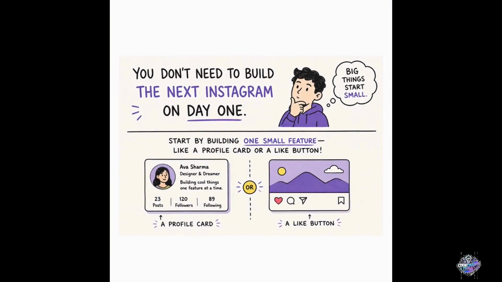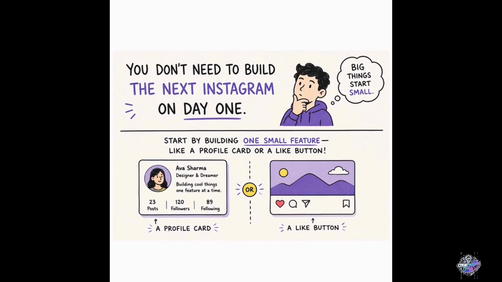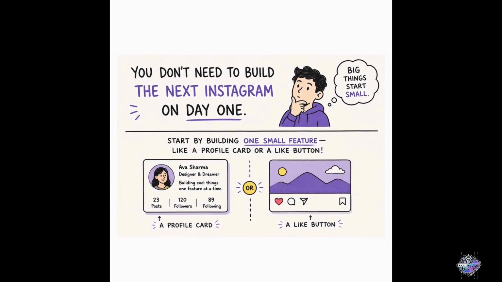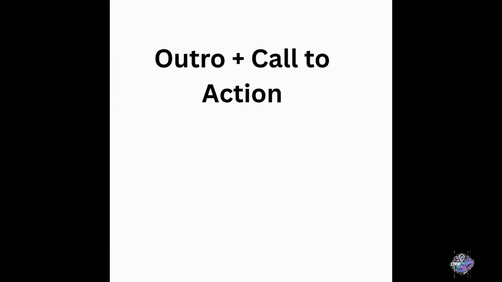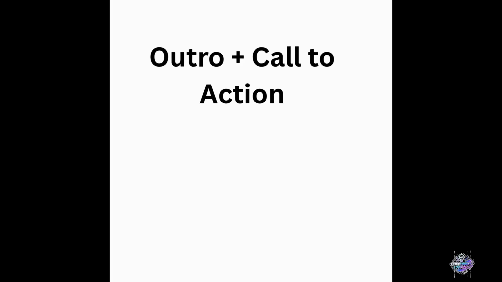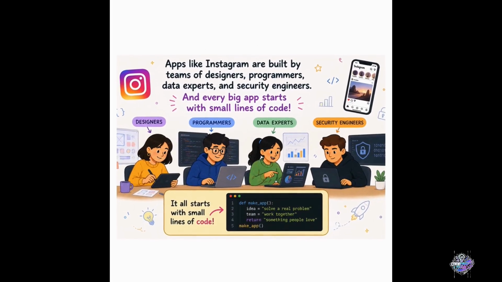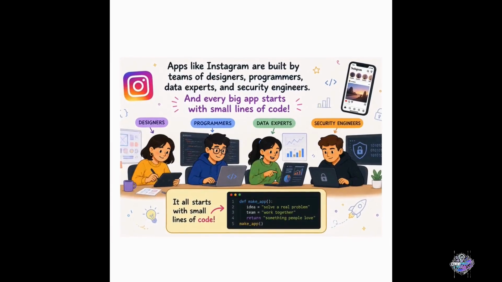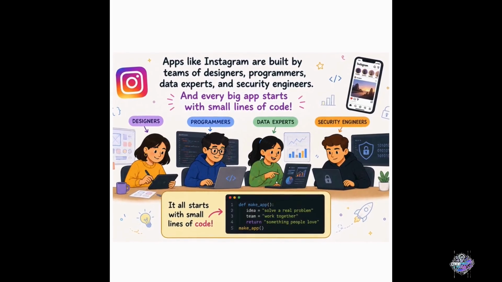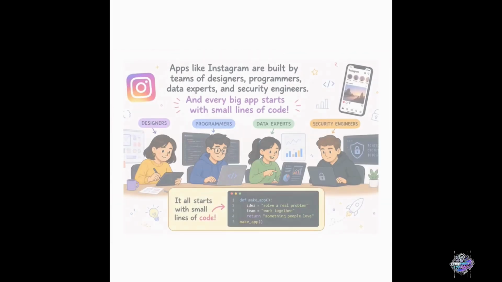Script idea. You don't need to build the next Instagram on day one. Start by building one small feature like a profile card or a like button. Outro. Apps like Instagram are built by teams of designers, programmers, data experts, and security engineers. And every big app starts with small lines of code.